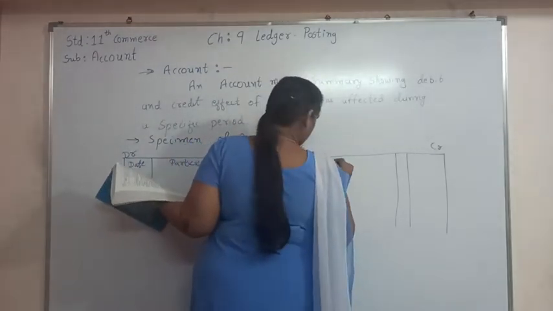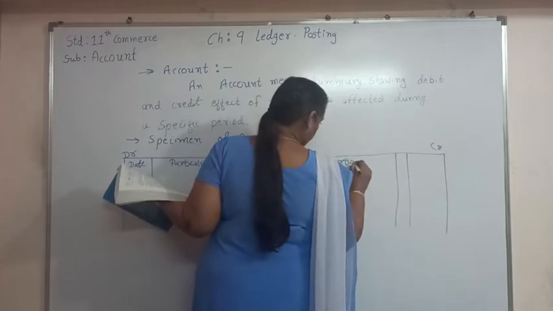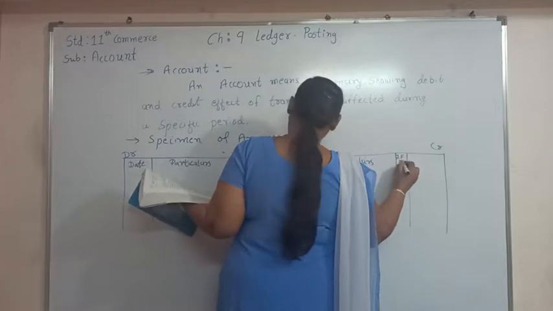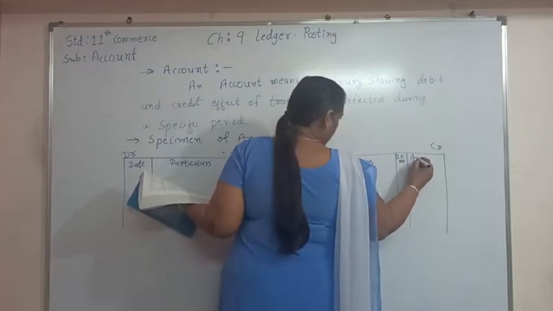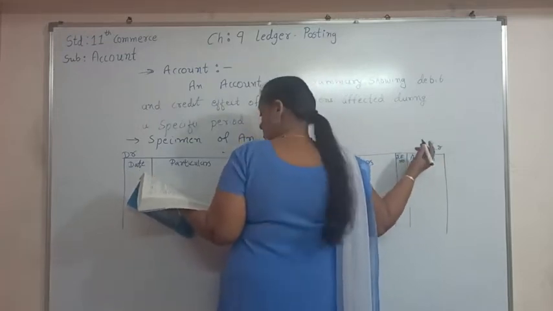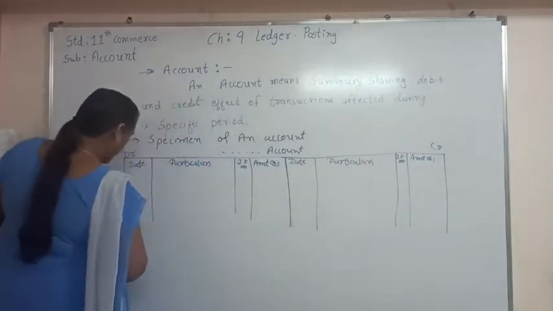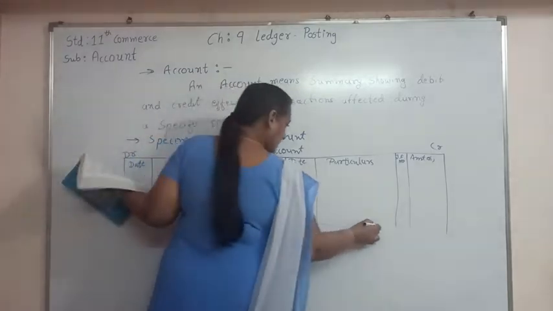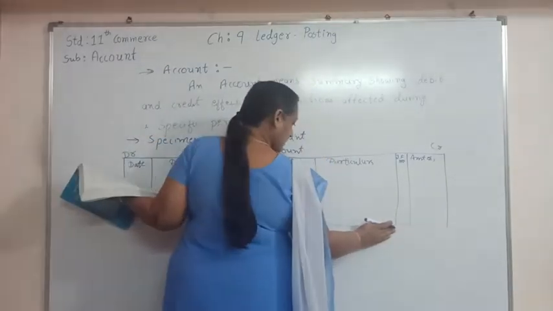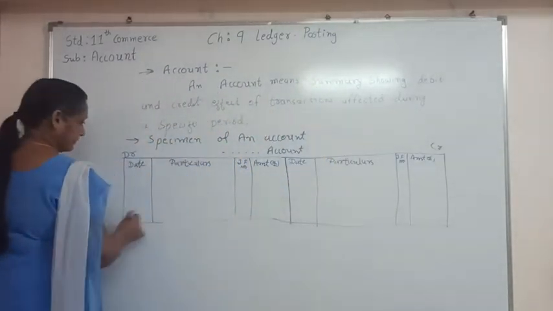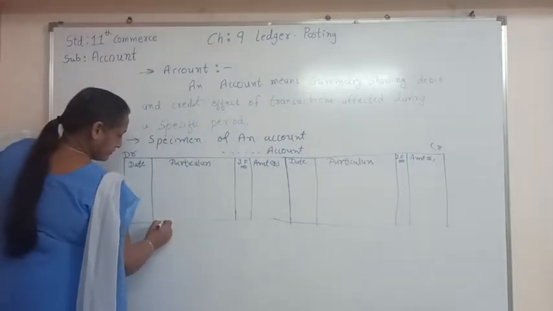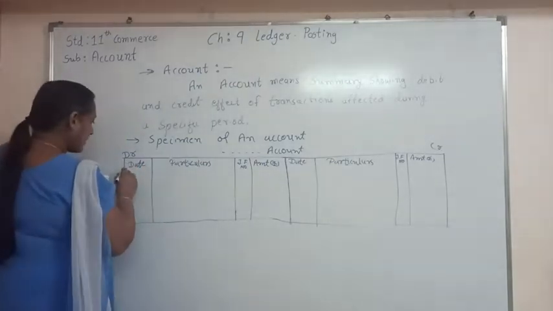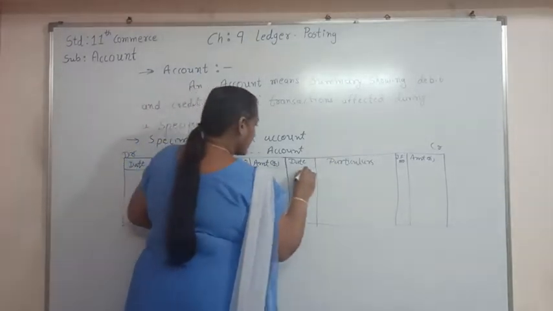Here again particular, journal folio number and amount in rupees. So this is how we are supposed to prepare the account. This is the specimen of the account. So this is how we are going to prepare account.